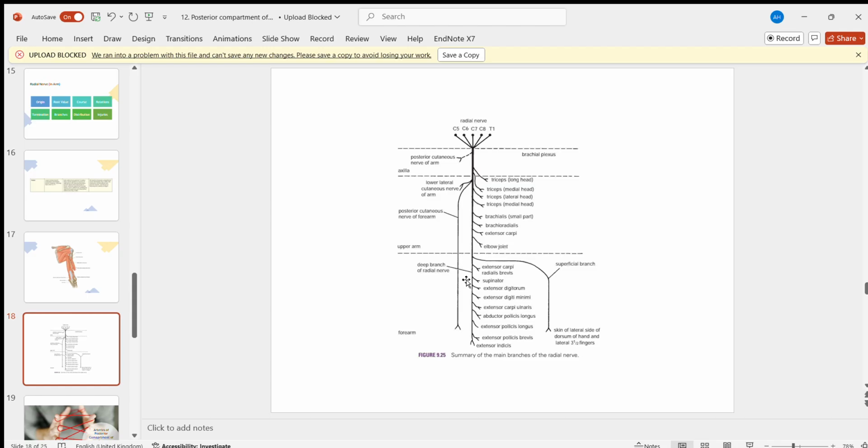Then further coming down in the forearm, it divides into a superficial branch and a deep branch. The superficial branch goes to the skin of the lateral side of the dorsum of hand and lateral 3.5 fingers, and the deep branch supplies muscles of the posterior compartment of forearm.